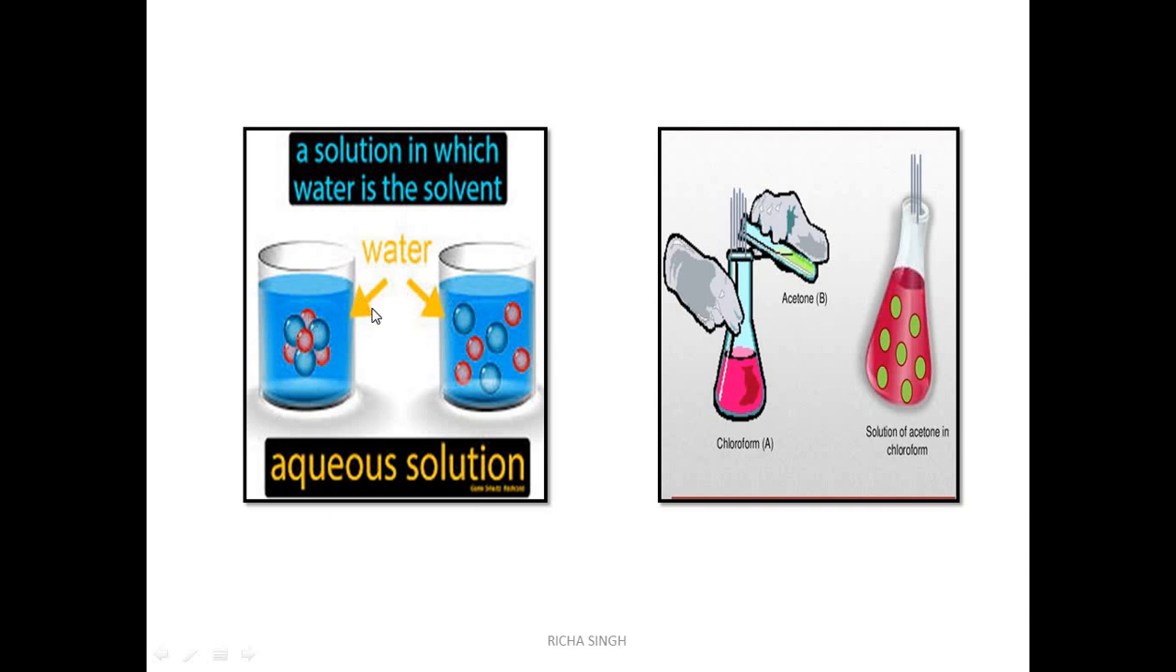When we are taking solvent as water, then that solution is known as aqueous solution. Almost all solutions are made in water. Therefore, water is also known as the universal solvent. But there are certain substances that do not dissolve in water. For that you use other liquids like chloroform, benzene, toluene. Here you can see acetone being dissolved in chloroform, forming a solution of acetone in chloroform, and this is a non-aqueous solution.